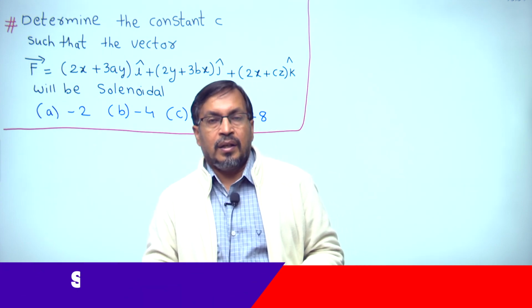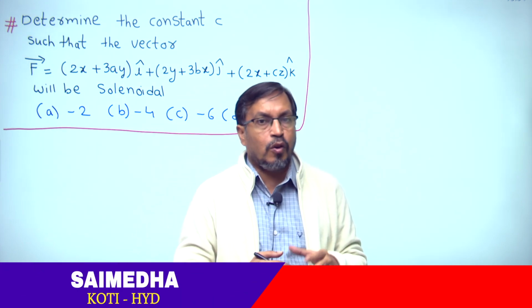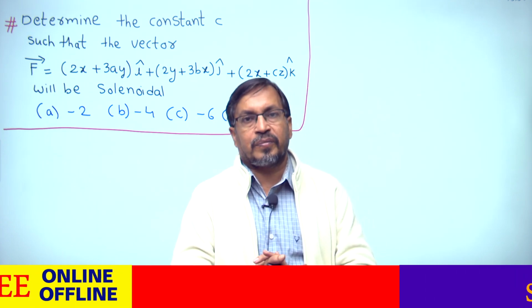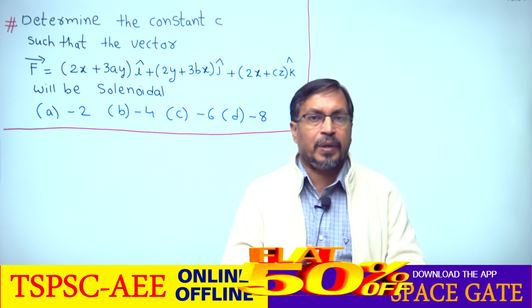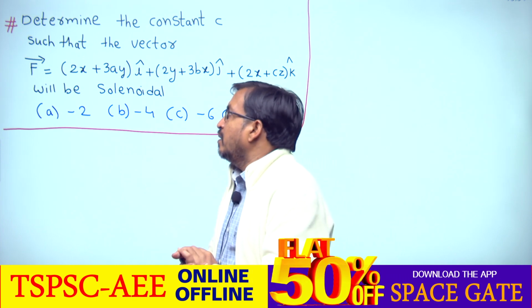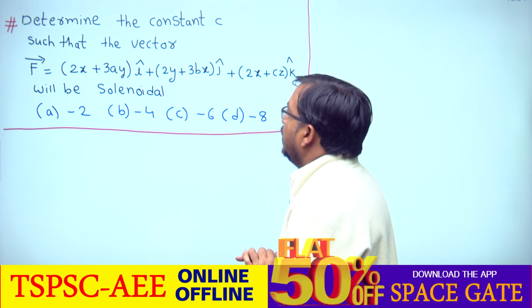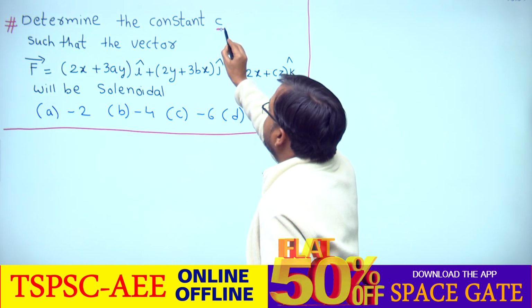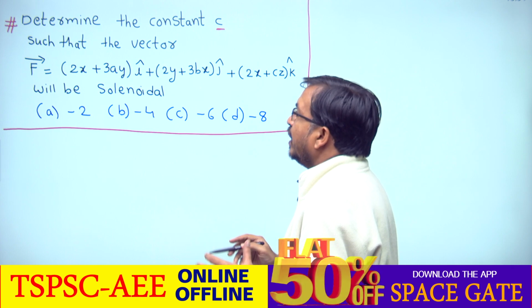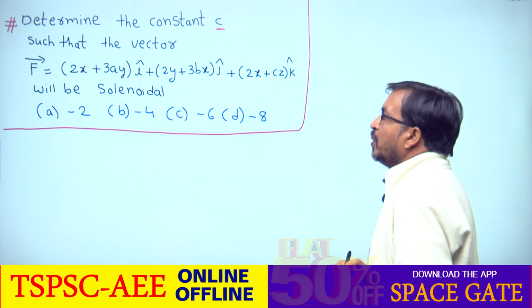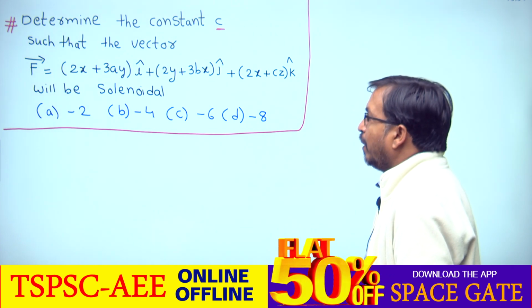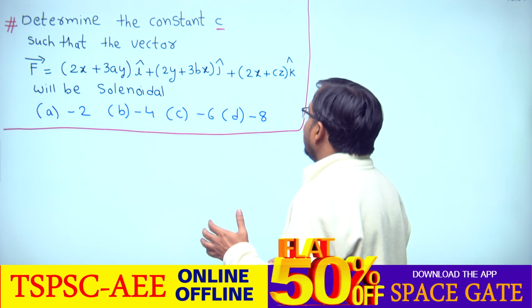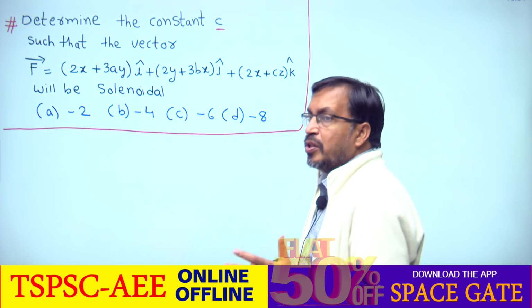Students, here we are discussing some most expected questions with detailed analysis in vector analysis topic. First I am reading the question: determine the constant C such that the vector f bar equals (2x plus 3ay) i bar plus (2y plus 3bx) j bar plus (2x plus cz) k bar will be solenoidal.